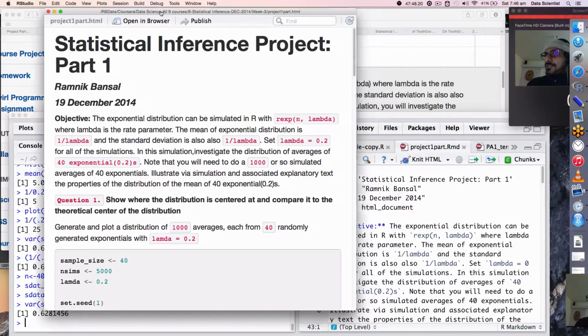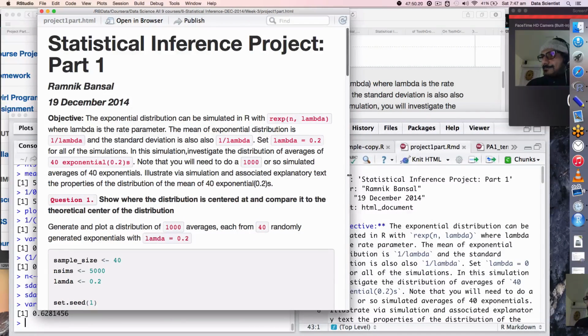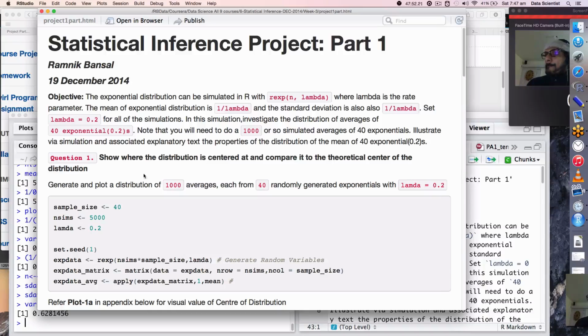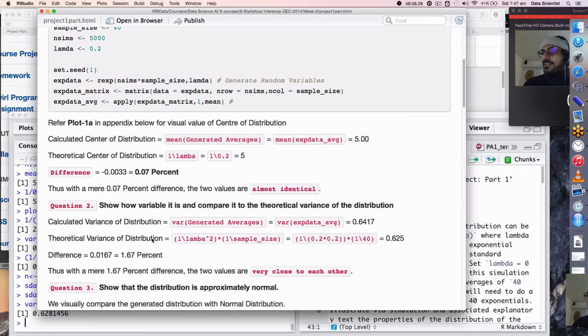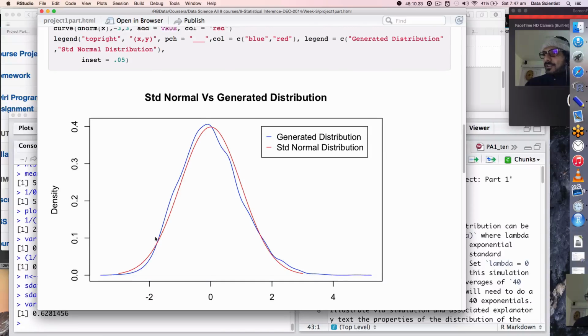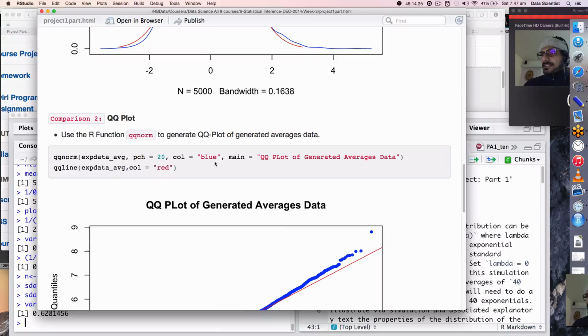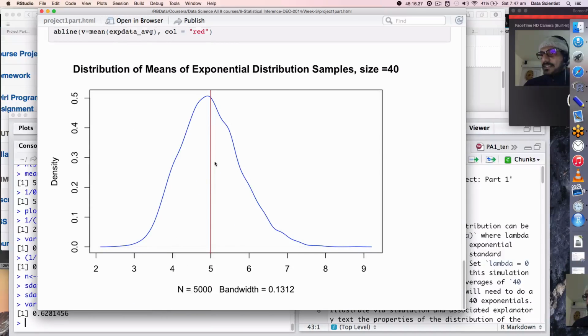Okay, so this is what my output looks like. I'm specifying an objective, and you don't need to use this verbatim. I can give you many examples of other people who have done it. Maybe read through all of that and then create your own. Then I have some code and I'm showing the graphs. This is the first comparison, this is the second comparison, and then I'm adding something in the appendix.